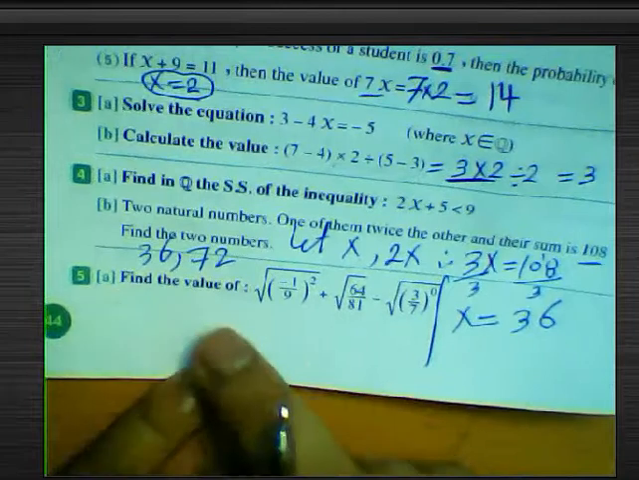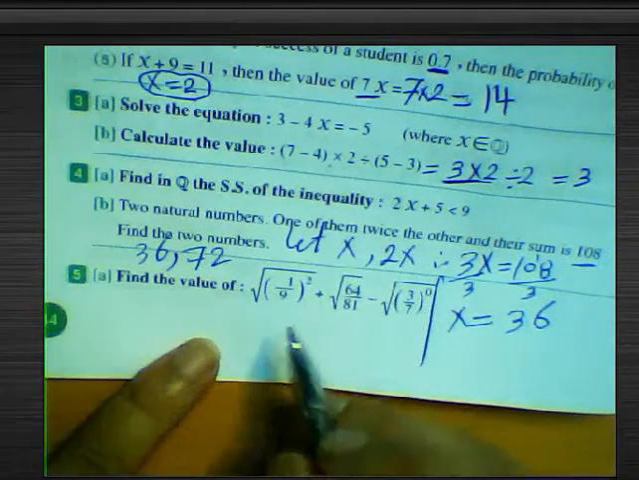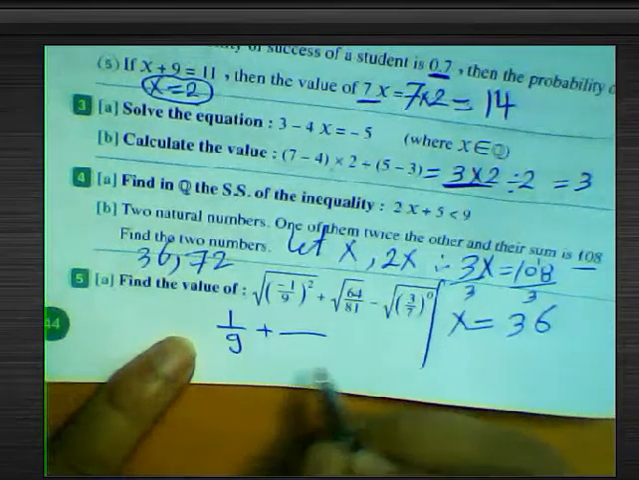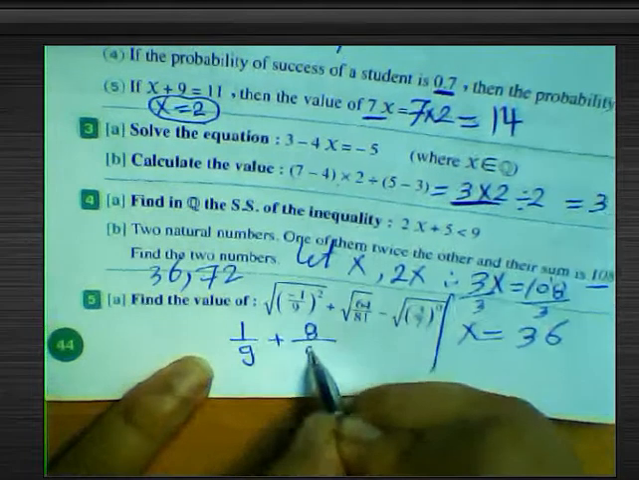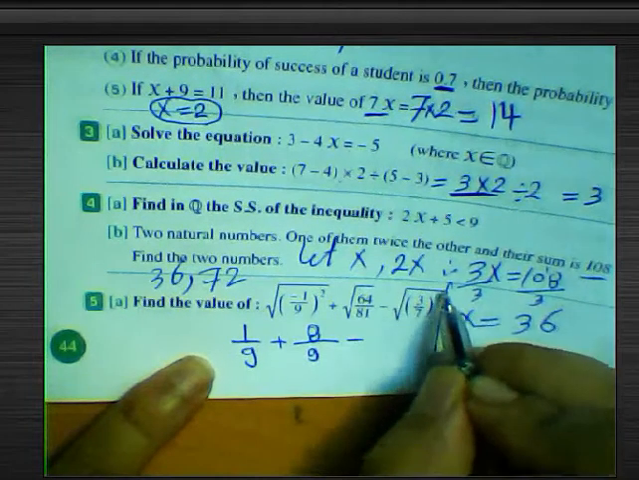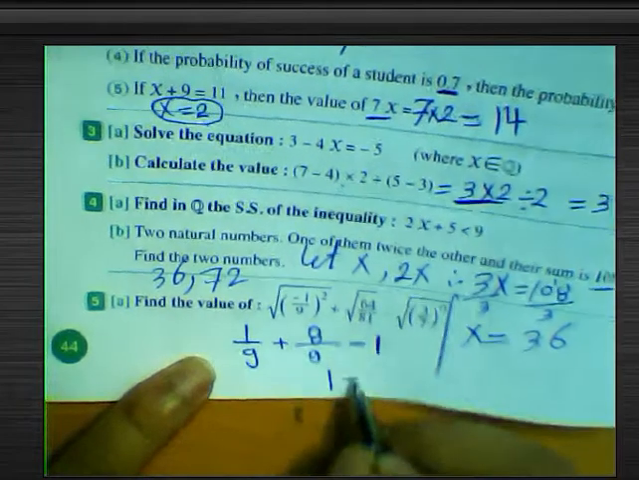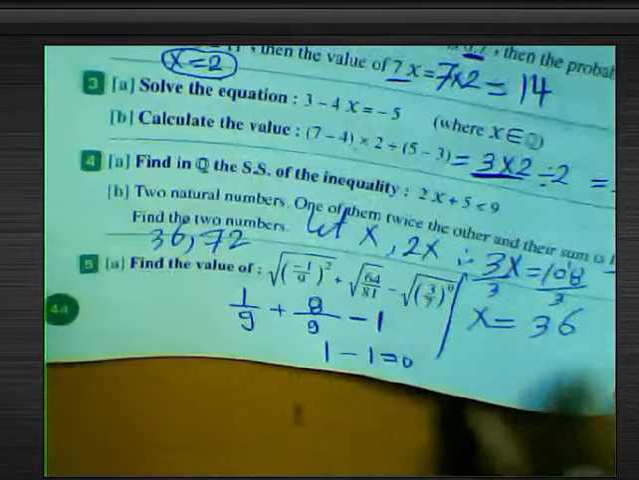Question number 5a. Find the value of square root of negative 1 over 9 power 2. It will be 1 over 9, plus square root of 64 over 81. It will be 8 over 9. Subtract square root of 3 over 7 power 0, which equals 1. Square root of 1 equals 1. So the result will be 9 over 9, which is 1. Subtract 1 equals 0. So the result will be 0 for this example, okay?